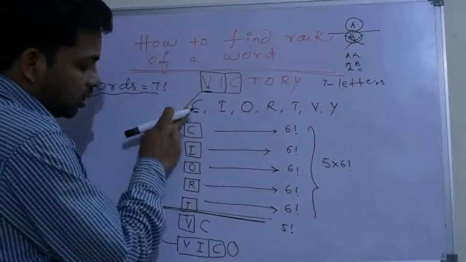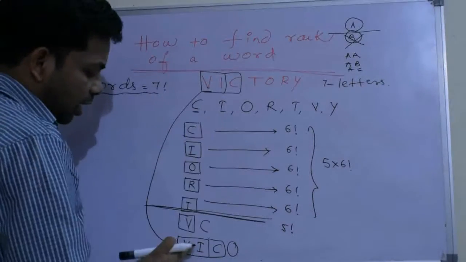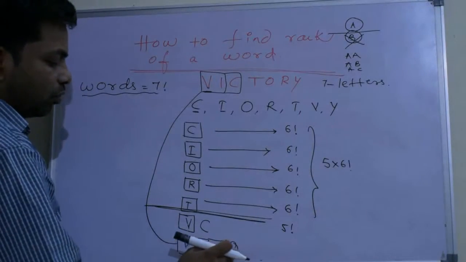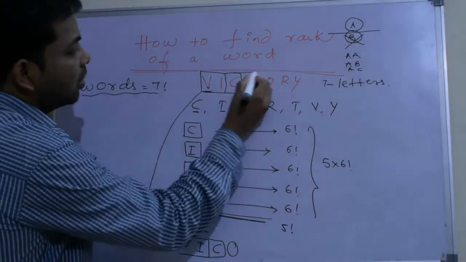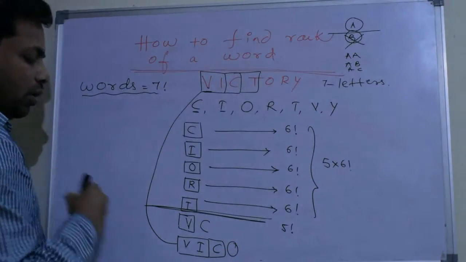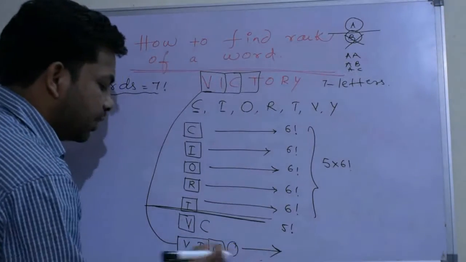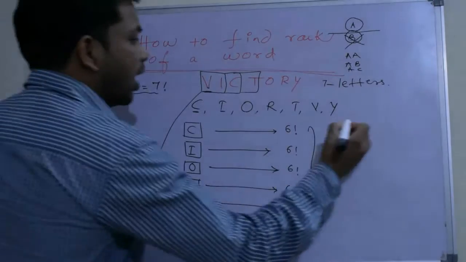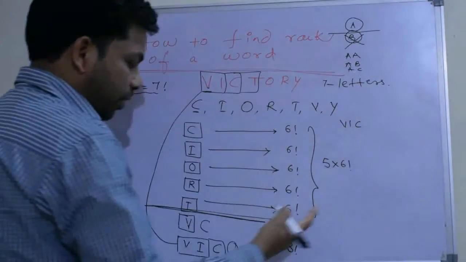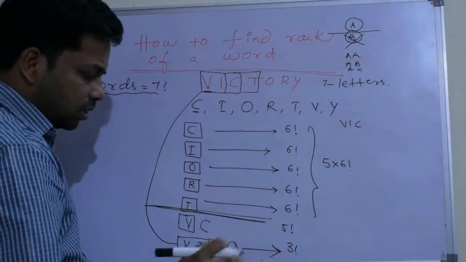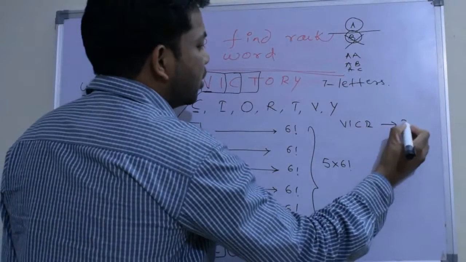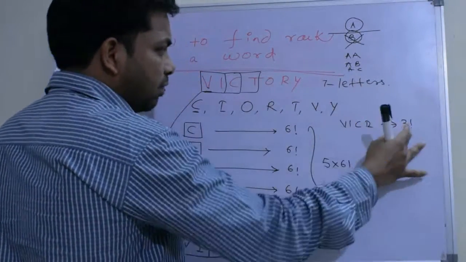Fourth place, you can fix C? No, because of used. You can fix I? No, because it's used. O, yes, we can. V, I, C, O. Observe that V, I, C, O is not coinciding with your word. So, therefore, you can continue. So, four places fixed. Remaining three places, how many ways? Three factorial ways. Now, V, I, C, O. Next, what? V, I, C, R. So, 3 factorial, because 4 places fixed, 3 places, 3 factorial.